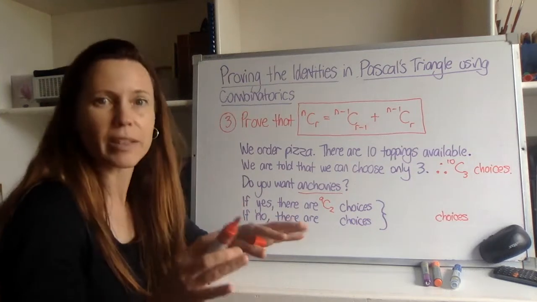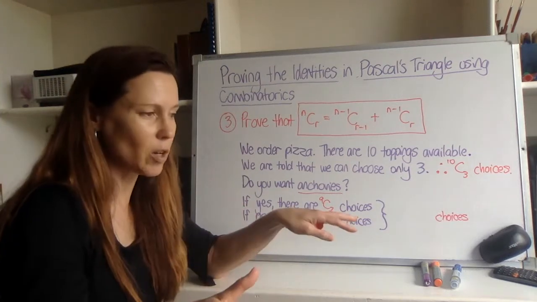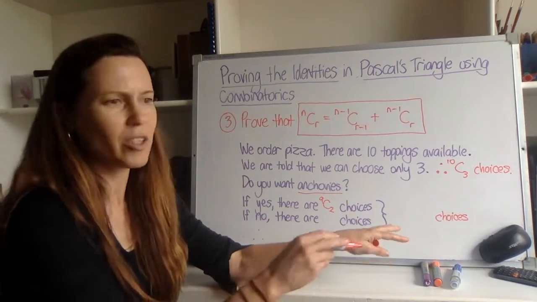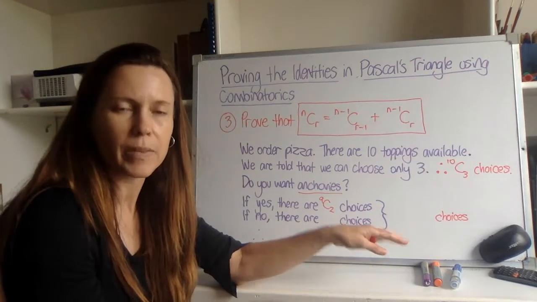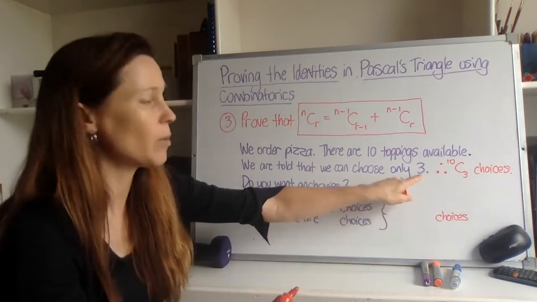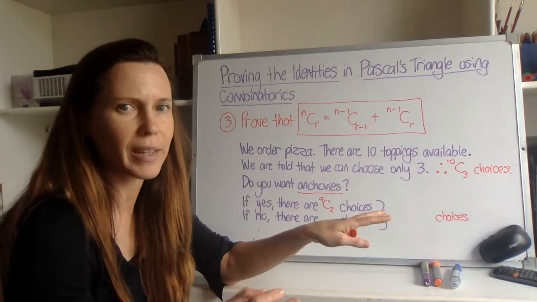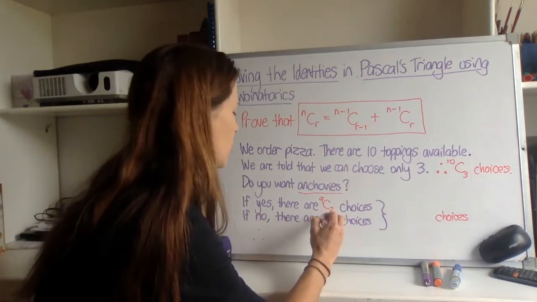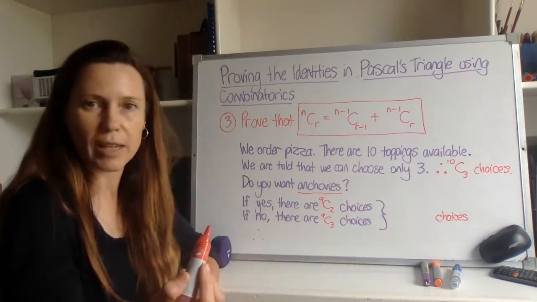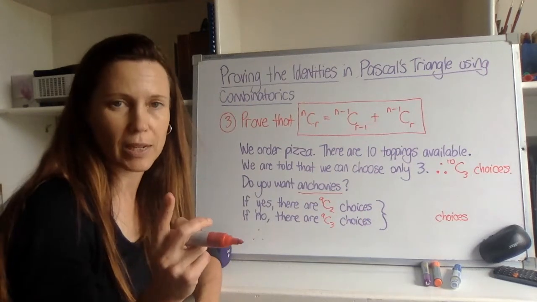All right, what if you don't like anchovies? Well, you're definitely not going to choose those then. So out of the 10 toppings, you're like, oh, not them. I'll just choose from these other 9, thank you. How many do you need to choose? 3. You haven't chosen any yet because you didn't want the anchovies. So there's 9 choose 3 ways that you can get your 3 toppings if you don't want anchovies.